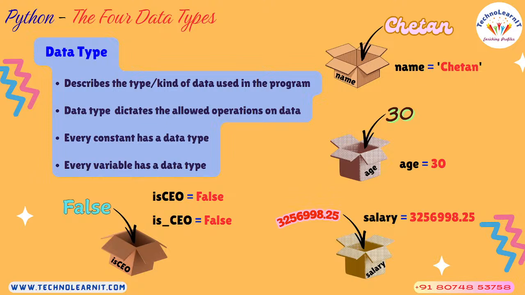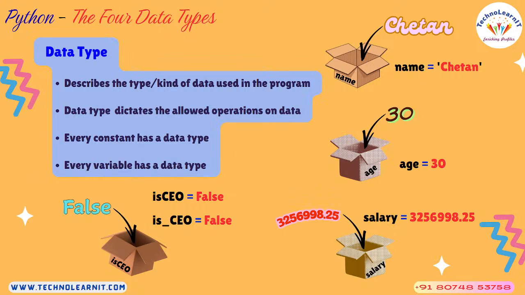And there are certain operations that can be performed on certain data types. So the data type will dictate what are the set of operations that are allowed on that data. And every constant has a data type. 30 is an integer constant. It has a data type associated with it. Chetan is a string constant. Its data type is string, right? Like that, every constant has a data type.